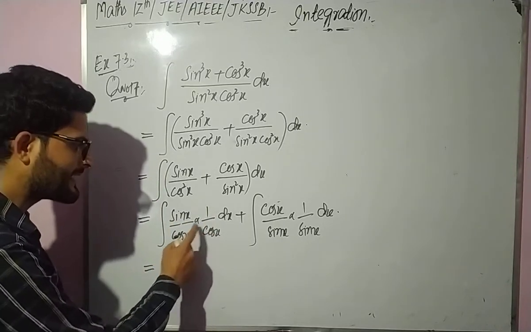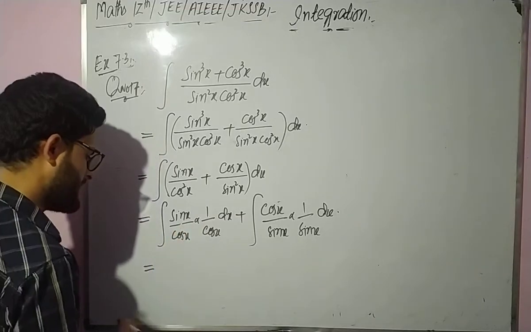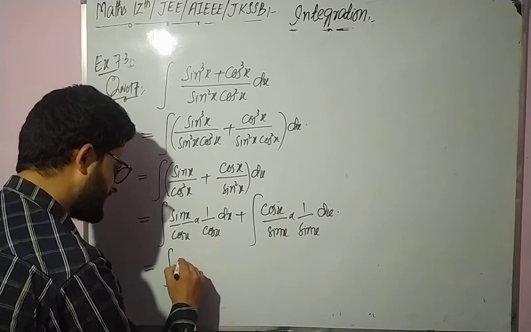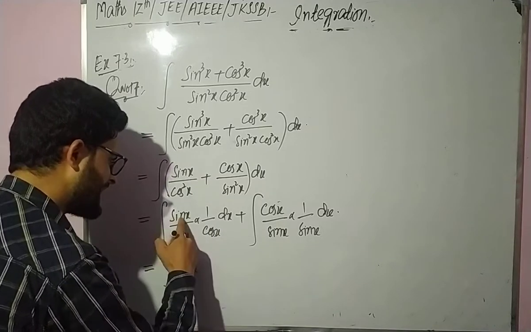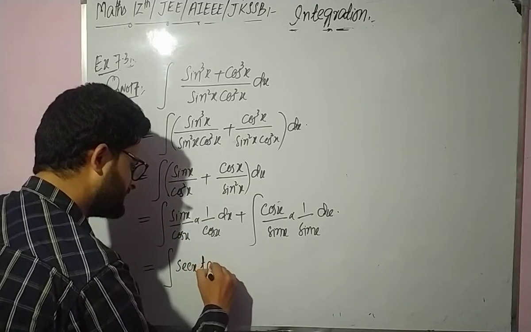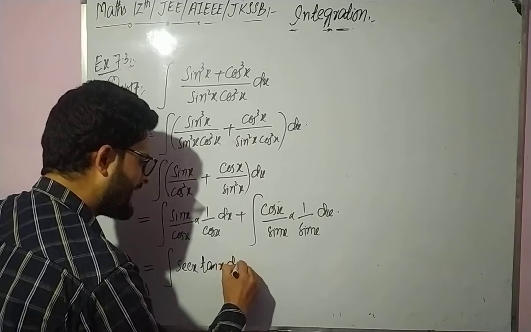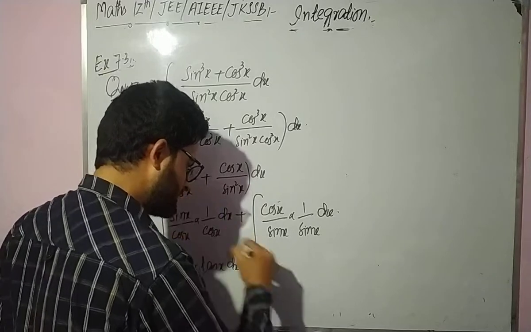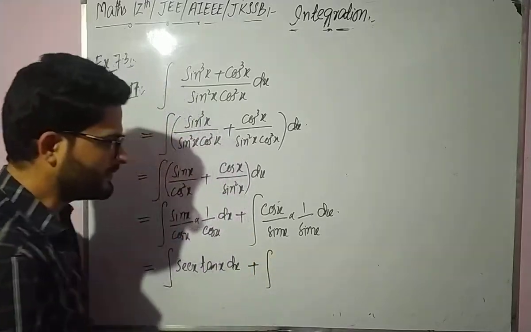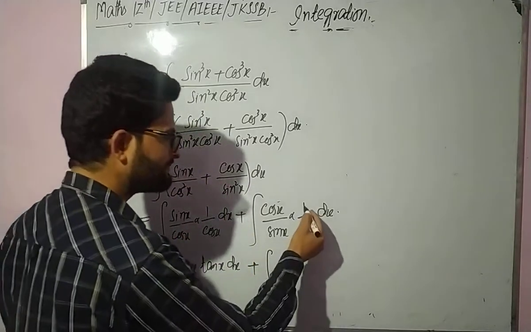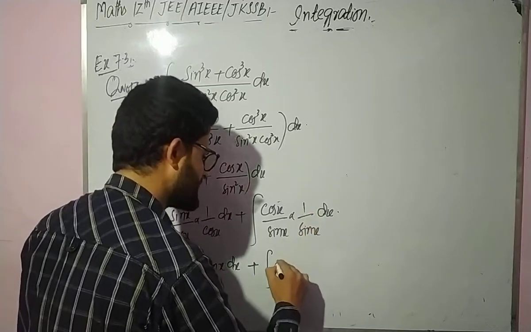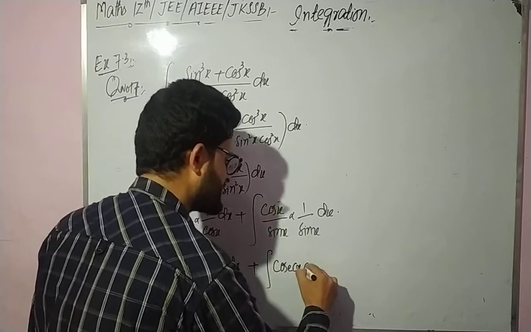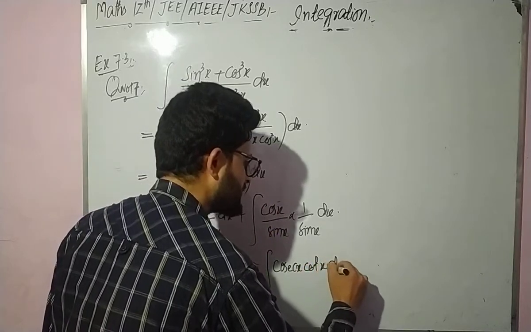So it is sec x tan x, which is a standard integral, and that is integration of 1 divided by cos is sec x, sin x by cos is tan x into dx. Plus integration of 1 divided by sin is cosec into cos by sin is cot into dx.